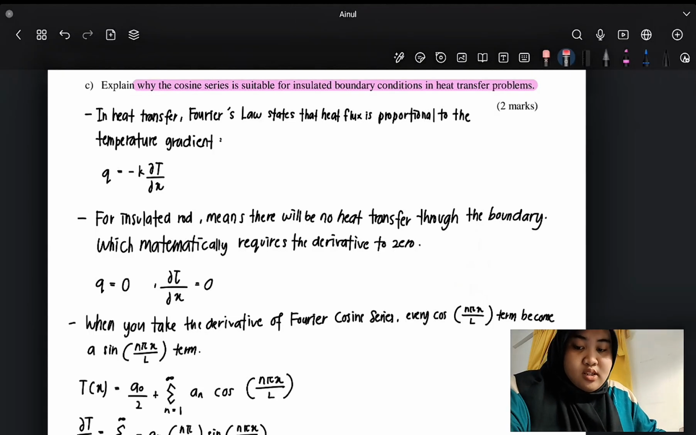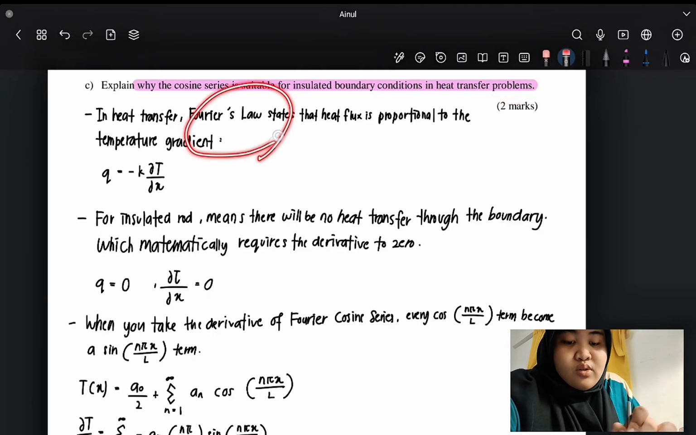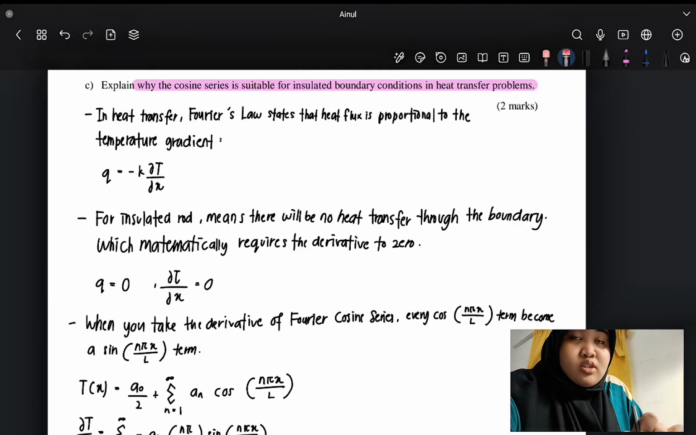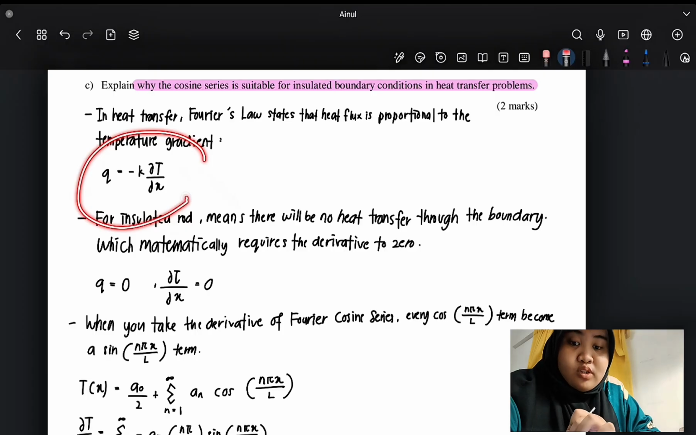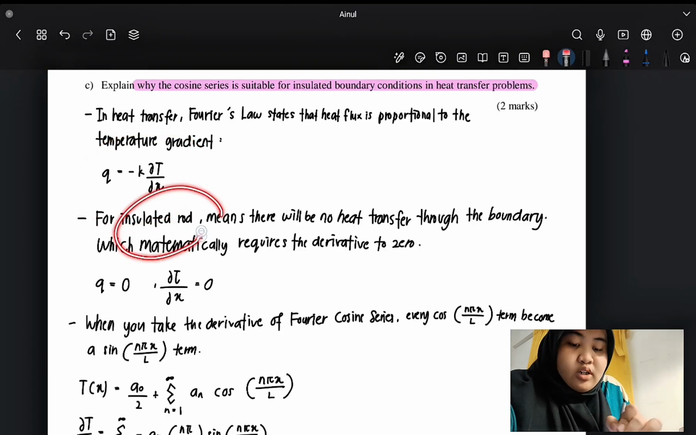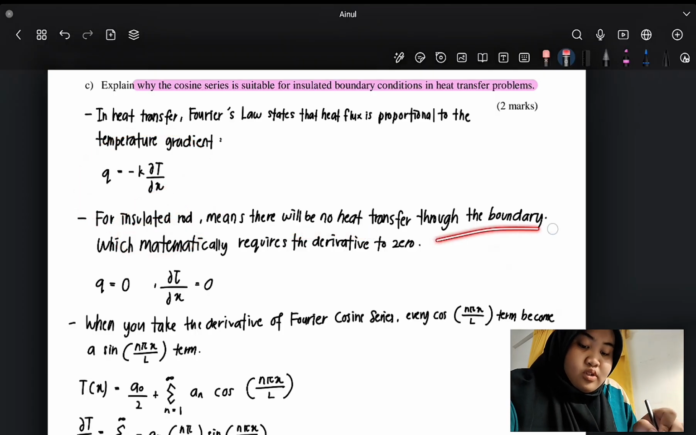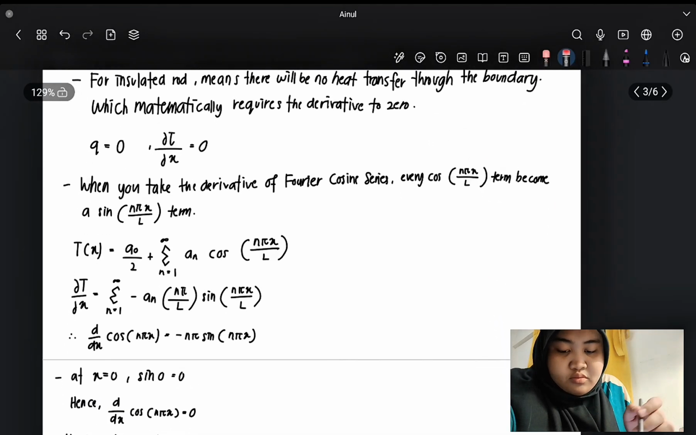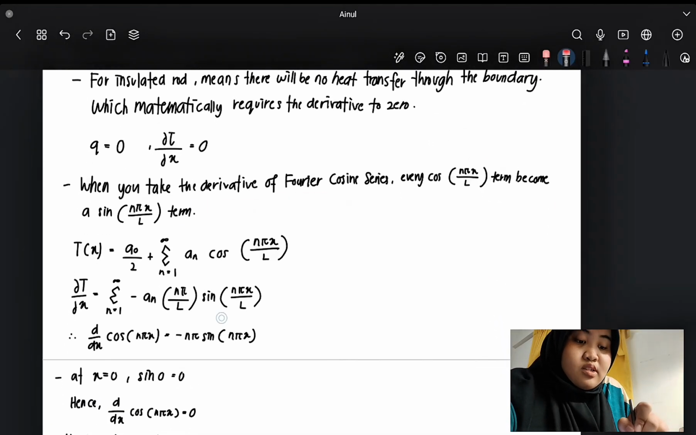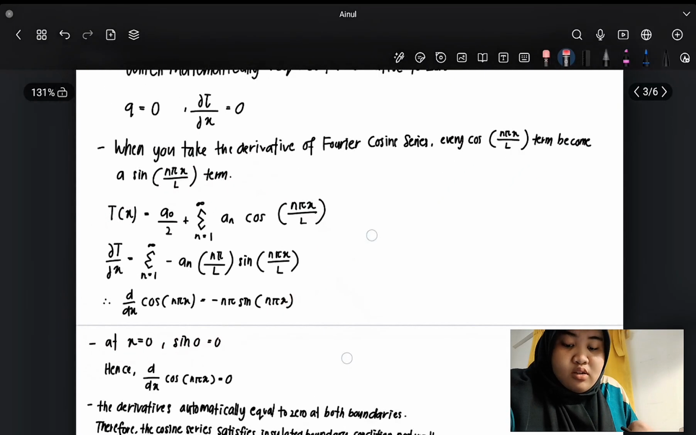For the next question, 1c, explain why the cosine series is suitable for the insulated boundary condition in the heat transfer problem. In heat transfer, Fourier's law states that heat flux is proportional to the temperature gradient, which is equal to this equation. An insulated rod means there will be no heat transfer through the boundary, which mathematically requires the derivative to be 0. So when you take the derivative of the Fourier cosine series, every cosine term will become a sine term, which is equal to this equation that I am showing here.